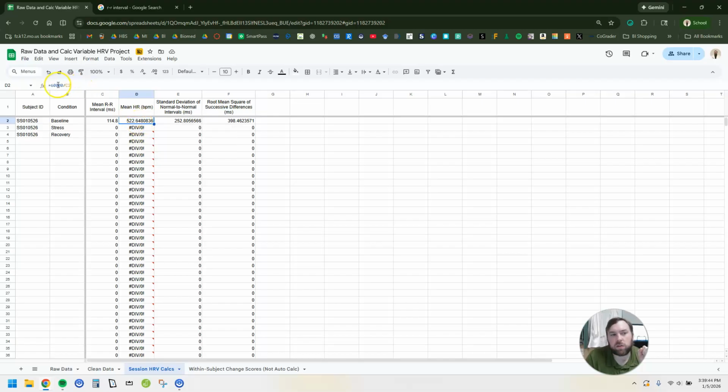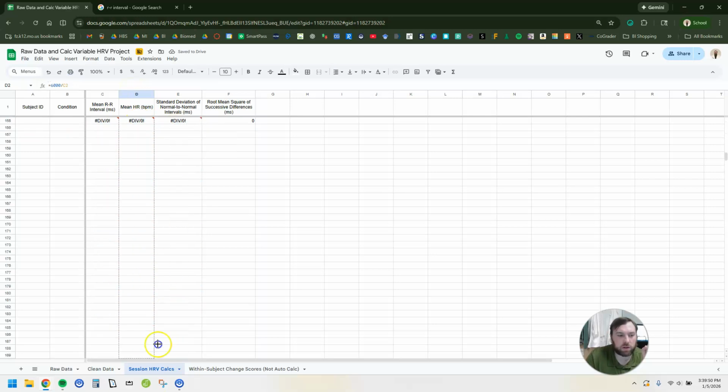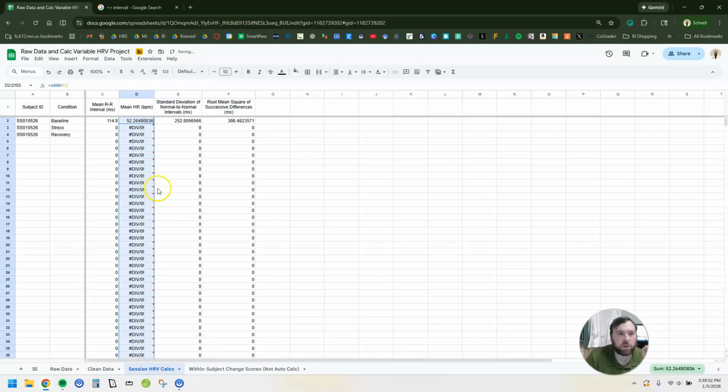I definitely have to fix the formula here. I think it's 60,000. There we go. Yeah. Fixed the formula for you real quick there. So the mean heart rate of me during that time was 52 beats per minute, which actually is not that bad, surprising. It will calculate those special variables that we talked about in your methods section.